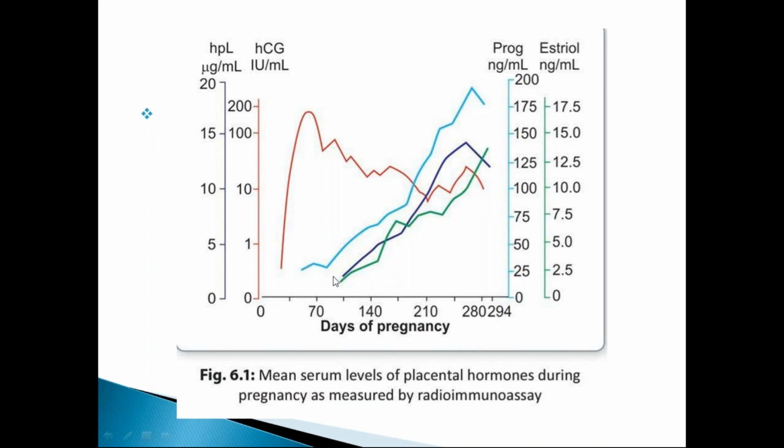So the second one is human placental lactogen. Human placental lactogen usually starts by 3rd week, and it progressively increases up to 36 weeks of gestation. It goes from 5 to 25. This is the human placental lactogen. And progesterone and estrogens also increase throughout the pregnancy.